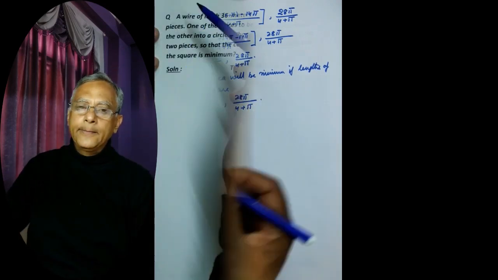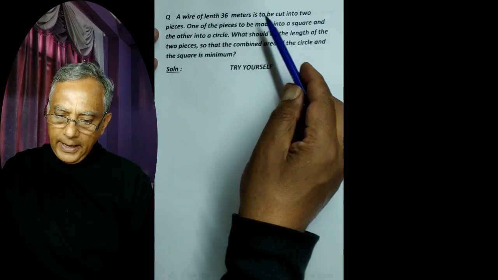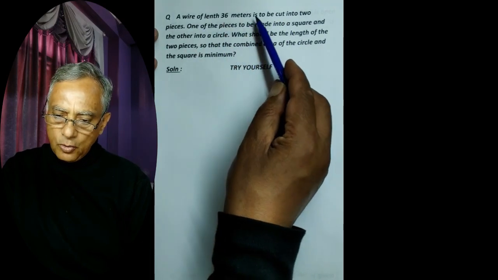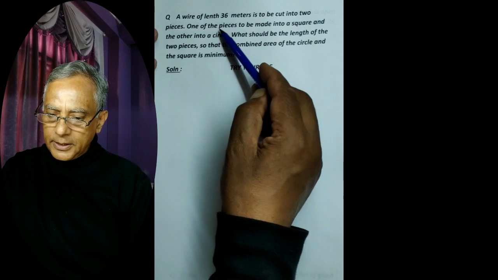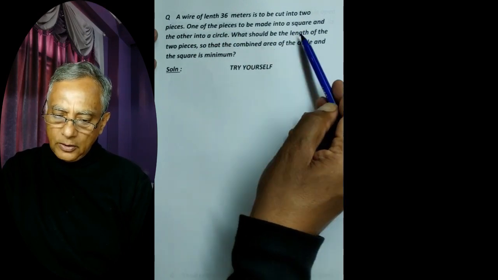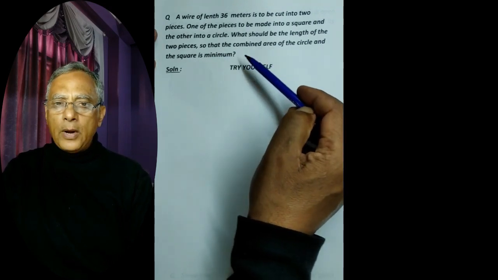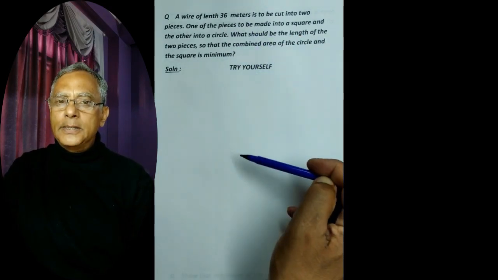Now this question you can try yourself. A wire of length 36 meters is to be cut into two pieces. One of the pieces is to be made into a square and the other into a circle. What should be the length of the two pieces so that the combined area of the circle and the square is minimum? You can try this question on similar lines.